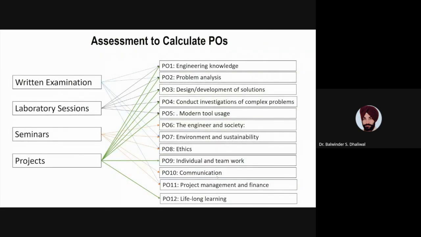So this is a general mapping of various tools with various POs. If we want to assess, say, PO1, then you can see that it is mainly suggested from three kinds of tools: written examinations, laboratory sessions, as well as projects. Similarly, you can see this is a general mapping which we can use for various kinds of POs for the PO attainment calculations.